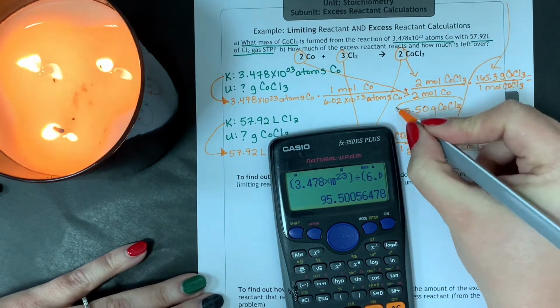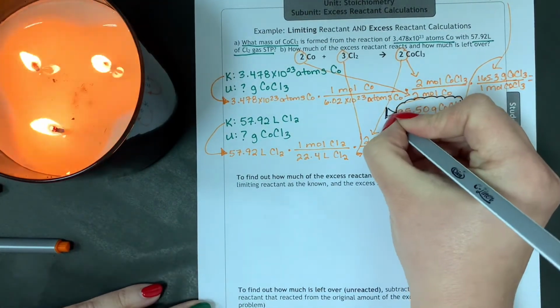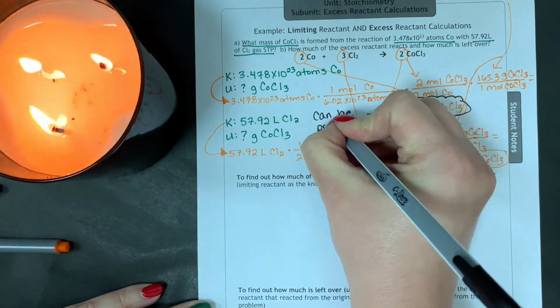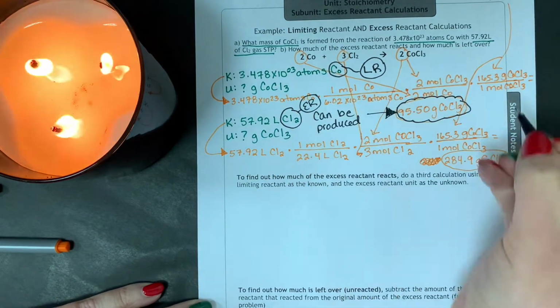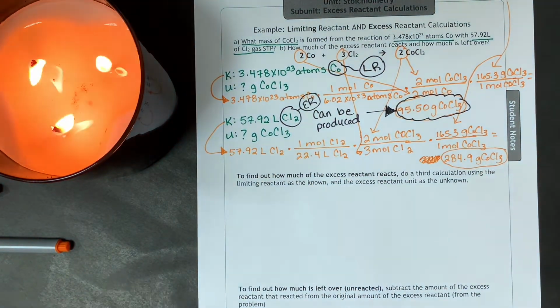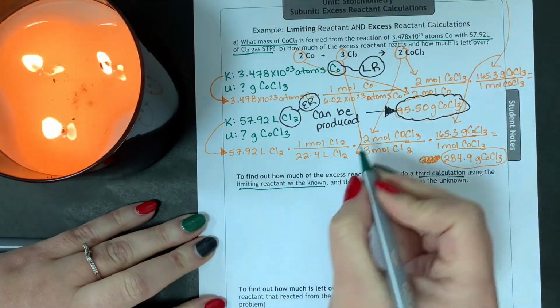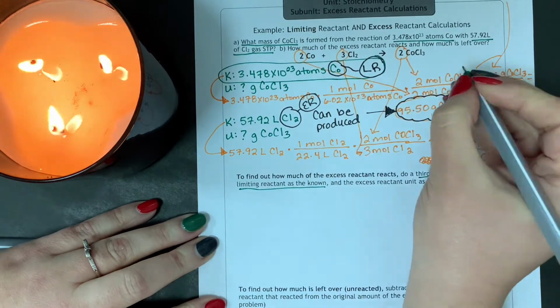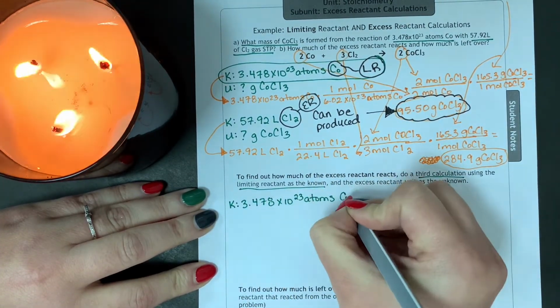Okay, and it looks like cobalt is going to be our limiting reactant, and the maximum that can be made of cobalt chloride is 95.50 grams. And the excess reactant is chlorine. So now what we're going to do is find out how much excess we have of chlorine gas.